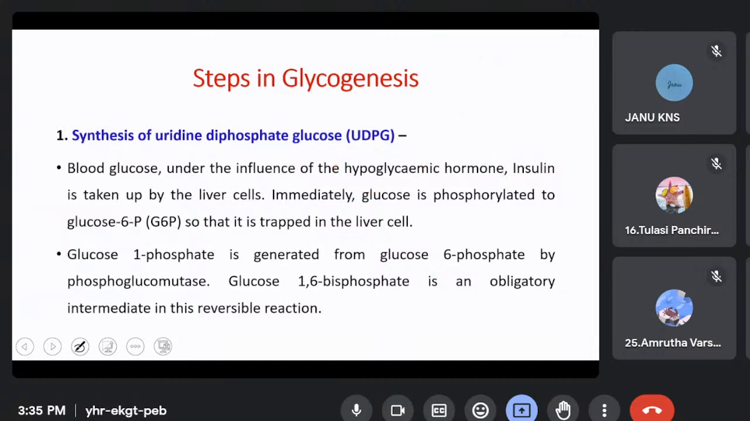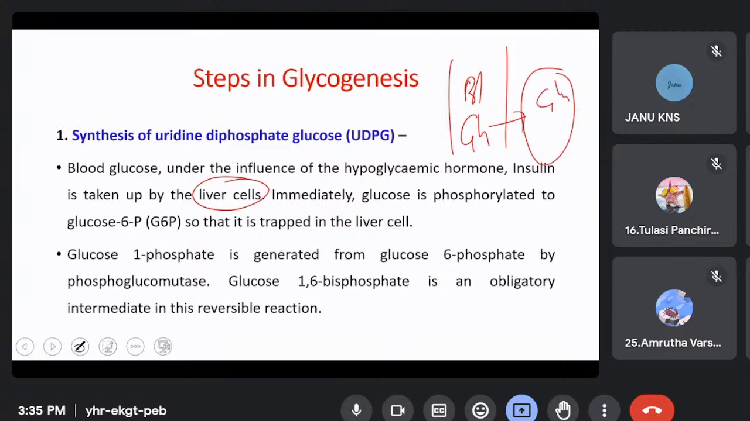So under the influence of this hormone, glucose is taken up by the liver cells from blood. Immediately what happens? This is blood, glucose is present, and this glucose goes to cells. There were 100 molecules here previously, now here there are only 10, and 90 molecules are here. So there is a concentration gradient being established, and there is every chance for the glucose molecules to come back into the blood again. In order to prevent this, glucose is converted into glucose 6-phosphate.